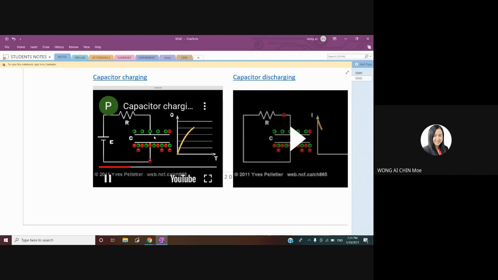But after we turn on the power supply, the negative charge will flow slowly to the negative plate, sorry. So the upper plate will become positive and the bottom plate will become negative, with negative charge at the bottom. Slowly, when it is fully charged, you see the time taken to reach the maximum becomes slower.